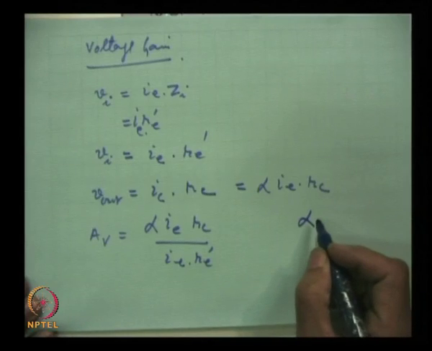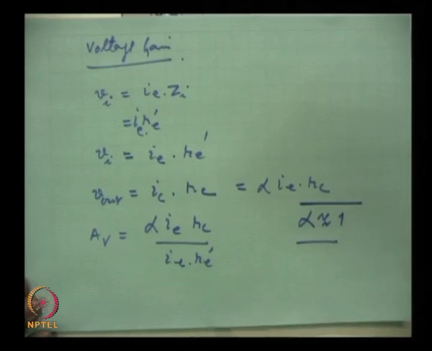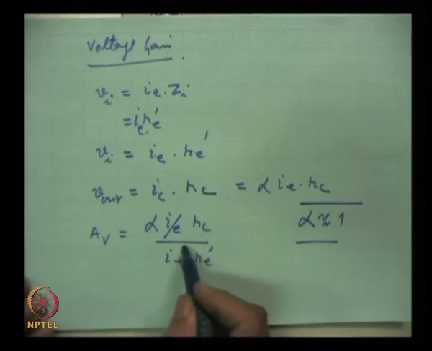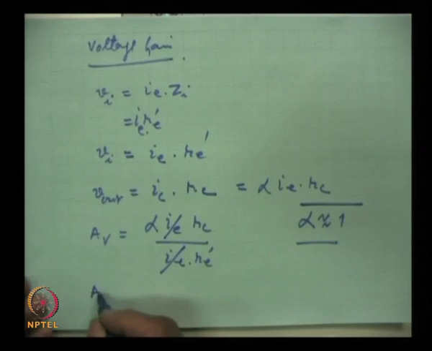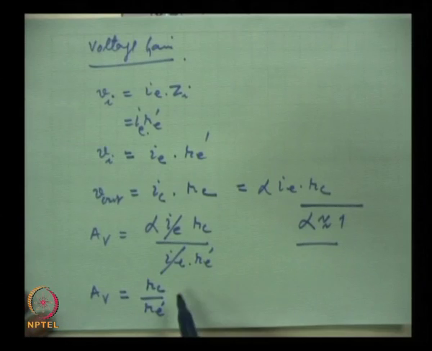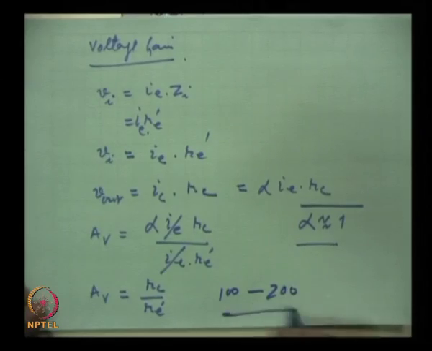Alpha, the current gain, is very close to 1. This we have been talking about right from the beginning. So, this is 1, and then I E cancels with I E. So, the voltage gain is equal to R C over R E prime, which is quite high, because R C is quite high, 1 or 2 or 4 kilo ohms, and R E prime is a few tens of ohms only. So, gains of 100, 200, 300 are quite possible.